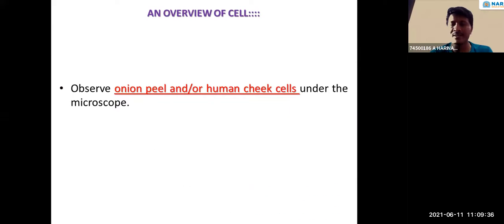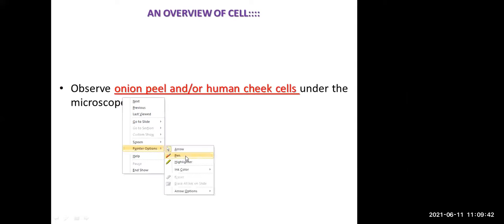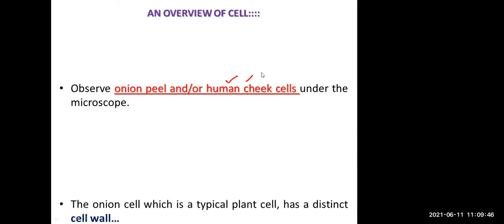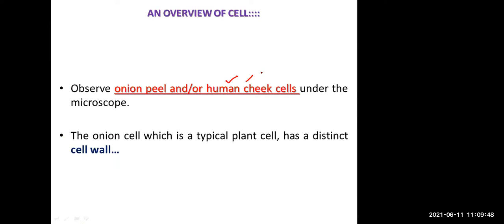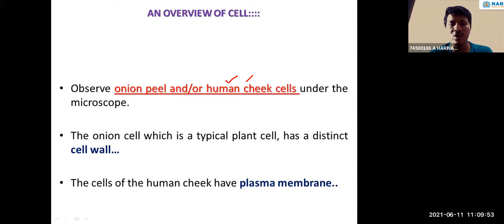So what is the best model to study the plant cell? Onion peel or human cheek cells? Onion peel. For the animal cell, human cheek cells. Good. This we have the idea: animal cell without cell wall and plant cell with cell wall. Here animal cells have no cell wall, but the plasma membrane, the cell membrane, is present. The cell membrane is common, but the cell wall is extra and is present in the plant cell.